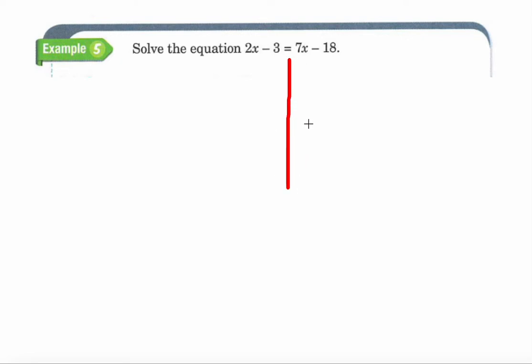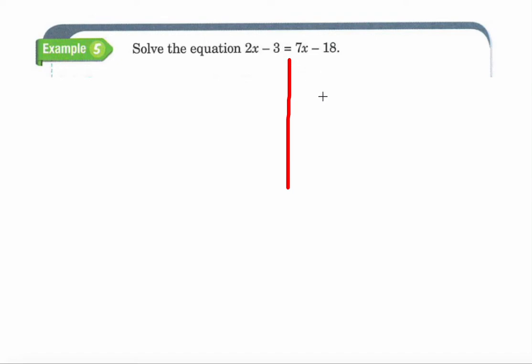Okay, so again, the first step is to combine any like terms you see on each side. So let's look at the left-hand side, 2x minus 3. Can we combine those? No, we can't, because one has an x and one doesn't, so we leave it alone. Can we combine anything on the right-hand side? 7x minus 18. Again, no, because one has an x and one doesn't, so we leave it alone. Don't do anything for step 1.